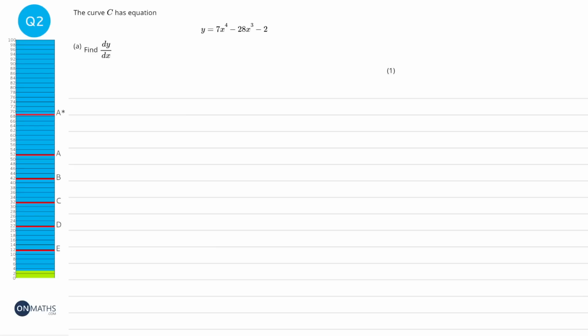We're asked to differentiate, so I'm just going to go through each of the terms. So we're going to find dy by dx. I'm going to start with the 7x to the power of 4. So we are going to multiply the power by the coefficient, so 7 times 4, which is 28. And then we're going to subtract 1 from the power, so that will be 3. Next we're going to do the minus 28x cubed, so we're going to do minus 28 times 3, which is minus 84. And subtract 1 from the power, so that will be x squared. Now the minus 2 at the end will just disappear, it will just turn to 0.